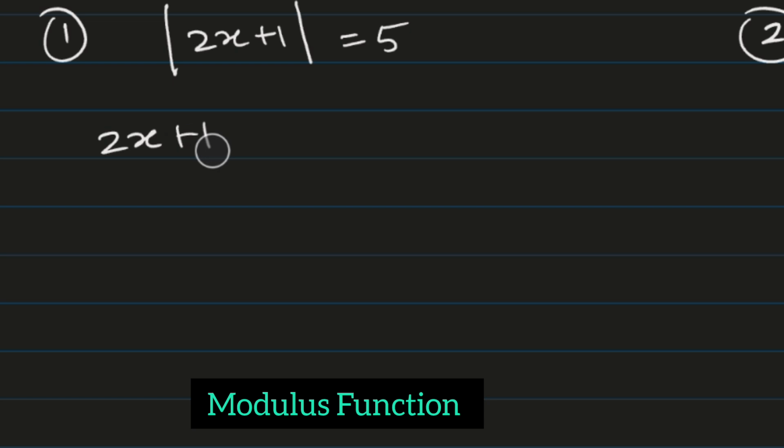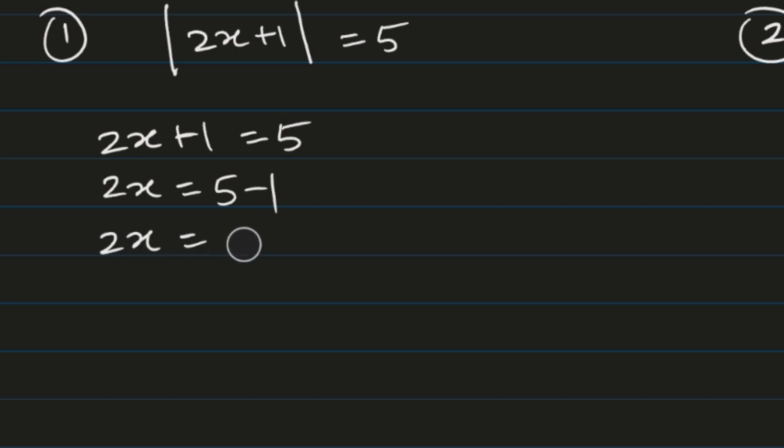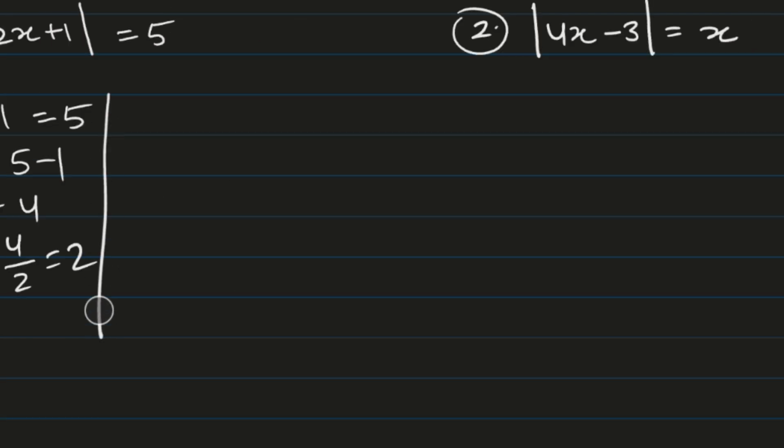Now we have two questions here. First is the modulus of 2x plus 1 is equal to 5. So here we can write 2x plus 1 is equal to 5. And if it is equal to 5, then how to solve this? 2x is equal to 5 minus 1, that is 4, and x is equal to 4 upon 2, that is 2. As it was in modulus, we also have to write the other value, that is 2x plus 1 is equal to negative 5.